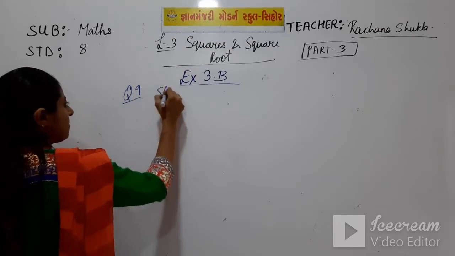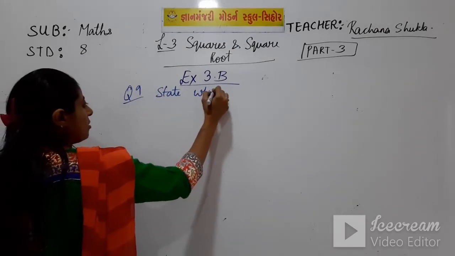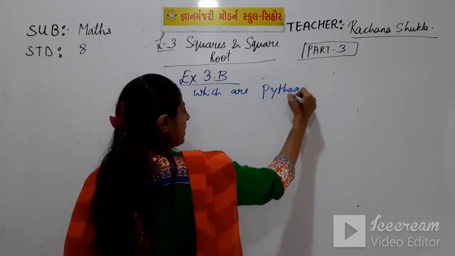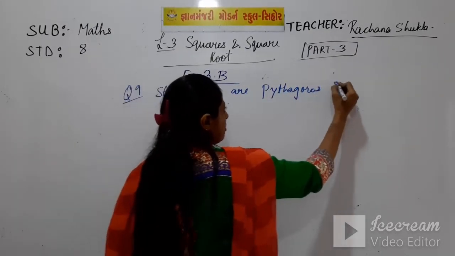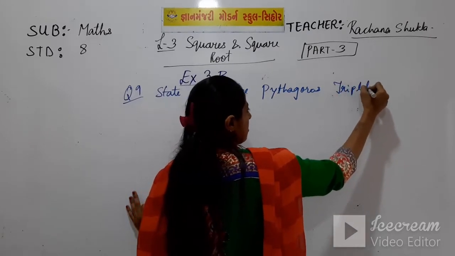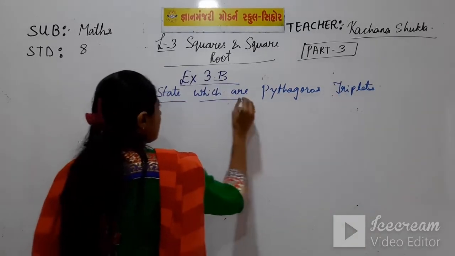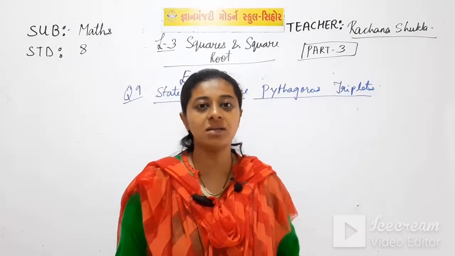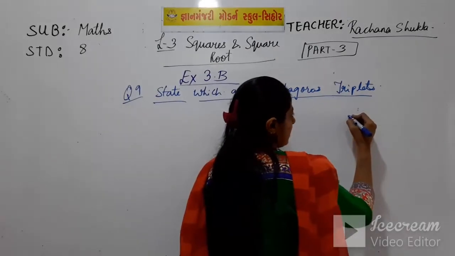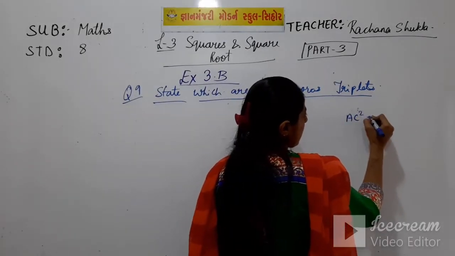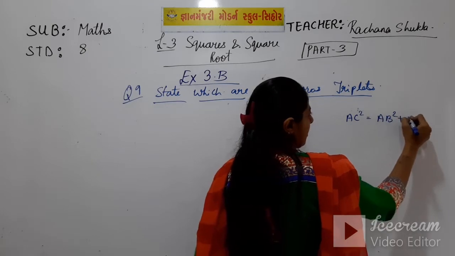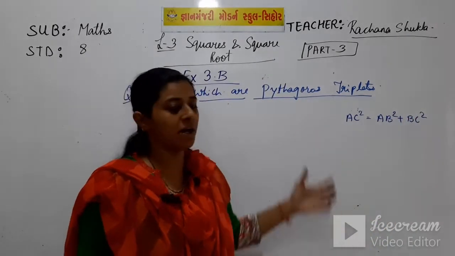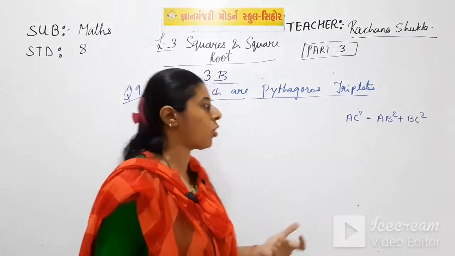Question 9 is, state which are Pythagoras triplets. You have to state which are Pythagoras triplets. You have studied Pythagoras triplets in your lower standard, and that is AC square is equal to AB square plus BC square. By this formula, we will find out whether it is a triplet or not.